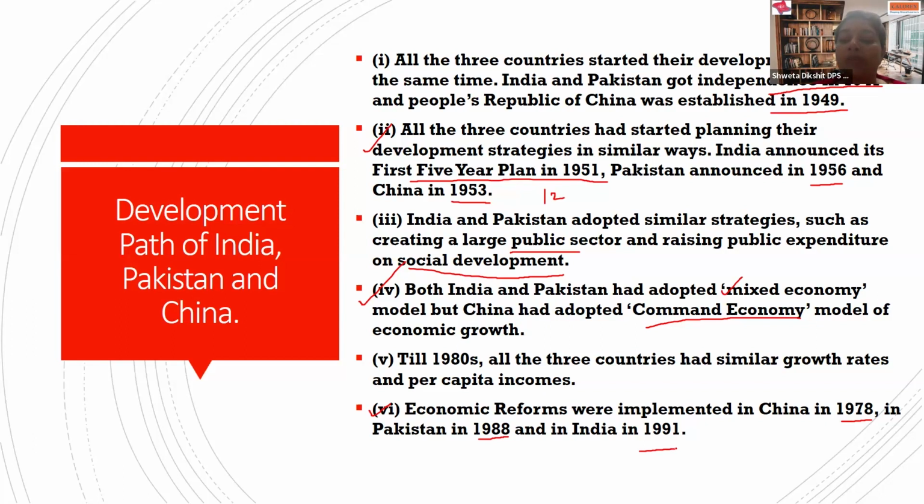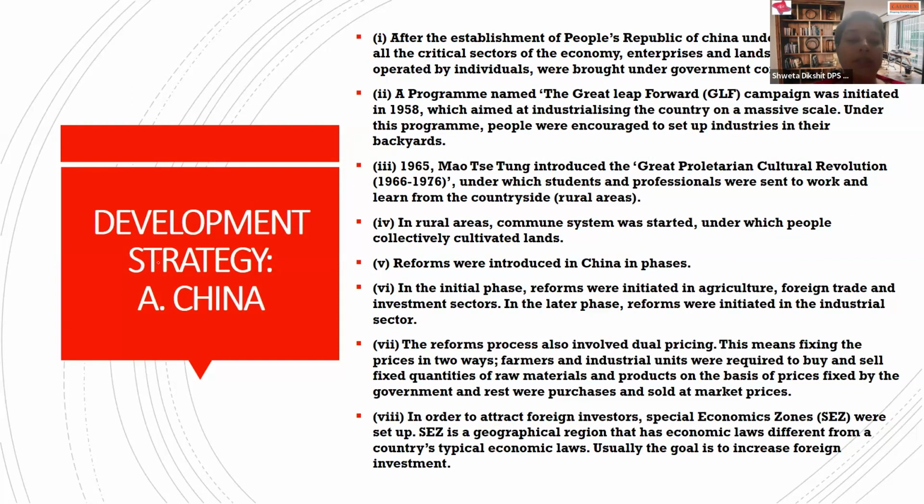Children, please do take care of this, that these 3 years can be the one markers. So keep them in mind. And the other thing, when you're explaining this particular answer, that means the common things in the development paths of India, China, and Pakistan, there as well you need to mention these dates. Now, coming to the next topic. I hope everything is clear about this particular question, including the one markers.